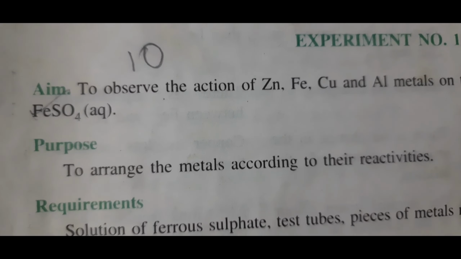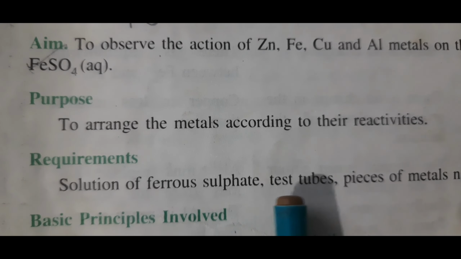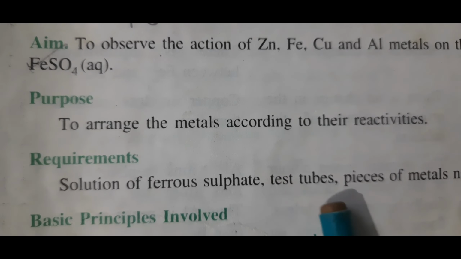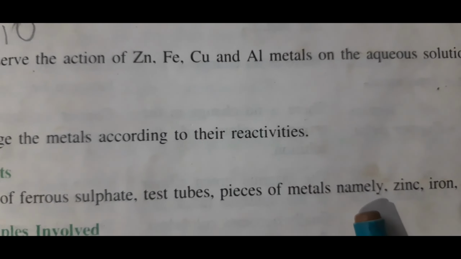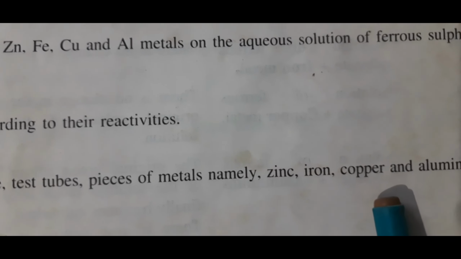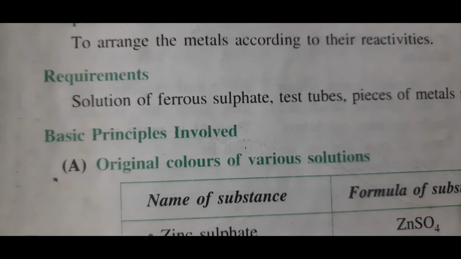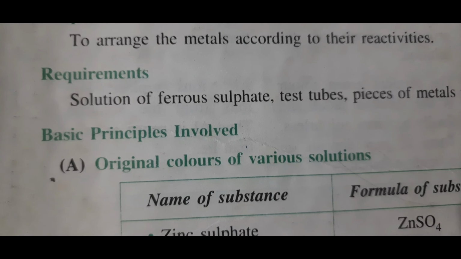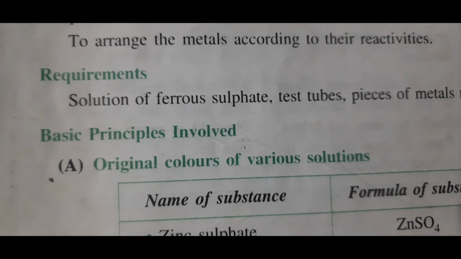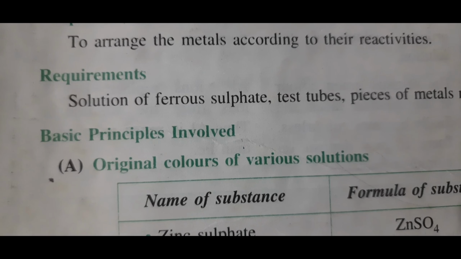Now requirements. This time solution of ferrous sulfate, test tubes, and the same pieces of metals, namely zinc, iron, copper, aluminium. This thing we required. Now basic principles involved. Before starting the experiment, we will see the original colors of the various solutions.